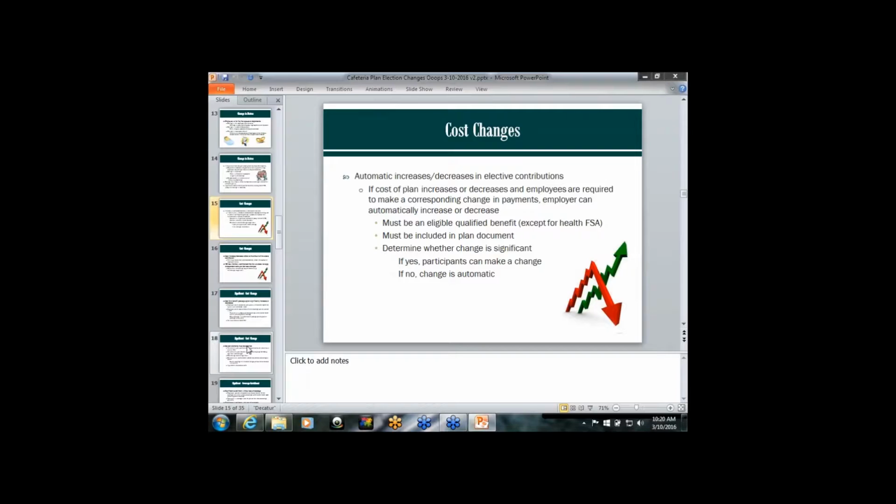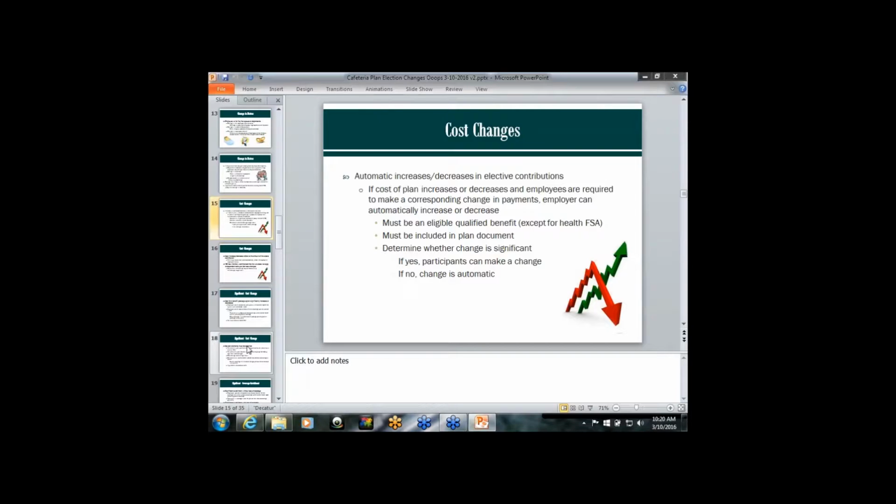So what does insignificant mean? Actually, that's an employer determination because it's really a gray area. Insignificant, you may be changing a copay from $5 to $10. Depending on your workforce, a $5 difference may be significant to some people. To other people, it's very insignificant. So again, now you get to be subjective as to making that determination.